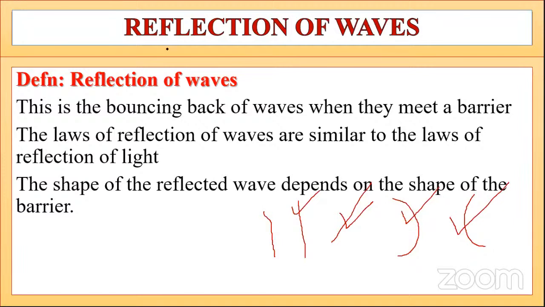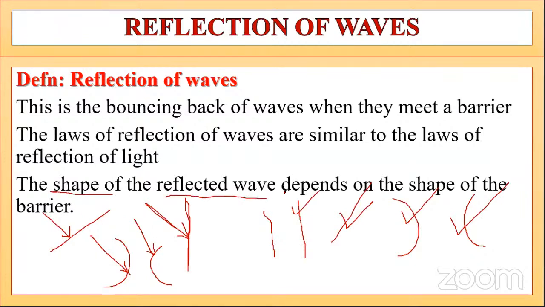We are saying that if a wave is incident onto a reflector, which is the barrier, the reflector may be straight, it may be inclined at a certain angle to the horizontal, or it may be curved like this or like that. So when you pass a wave on this one, the reflected wave will be different from when you pass the same wave on this, or on that. So that's why we are saying that the shape of the reflected wave depends entirely on the shape of the reflector or the barrier. Is that clear now?